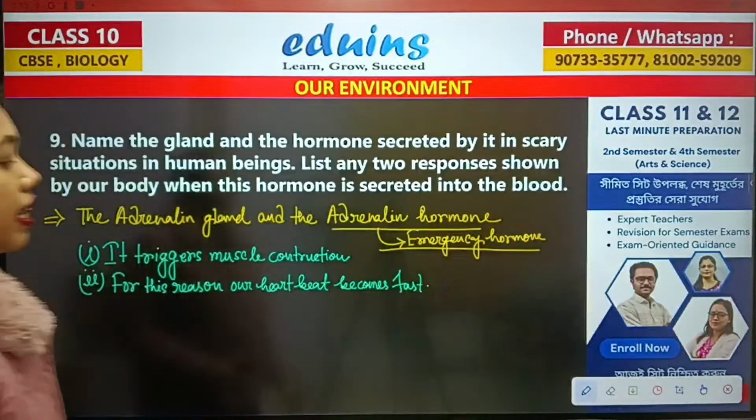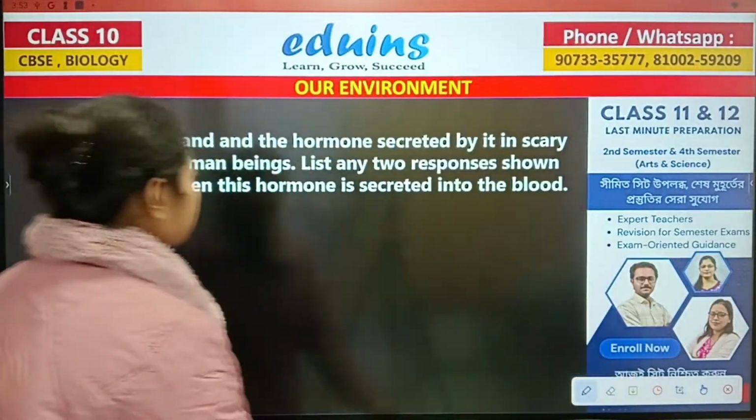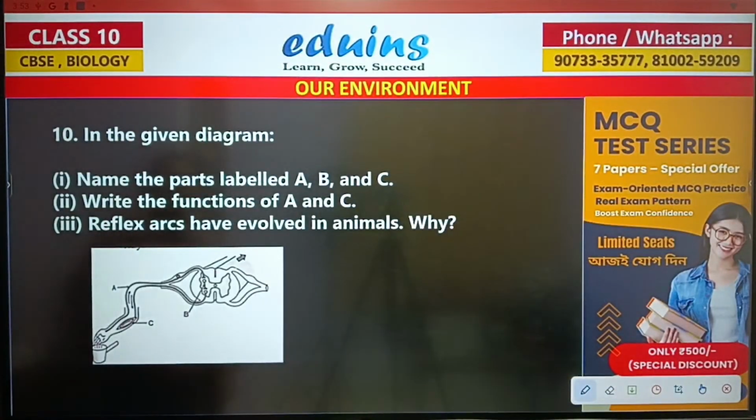Okay, let's move to the next question. You can see a diagram here. The question is, in the given diagram, name the parts labeled A, B and C. Write the function of A and C. Reflex arcs have evolved in animals. Why? Can anyone answer this question?